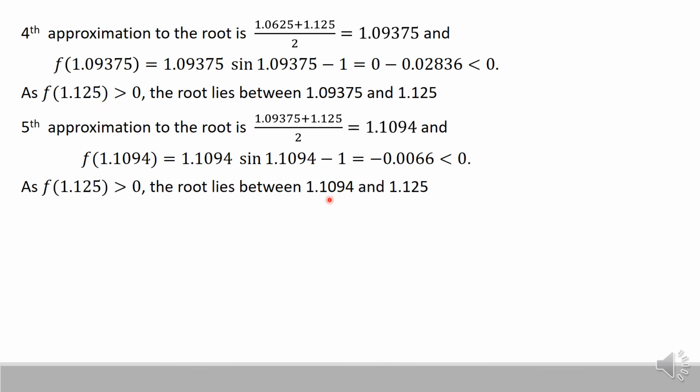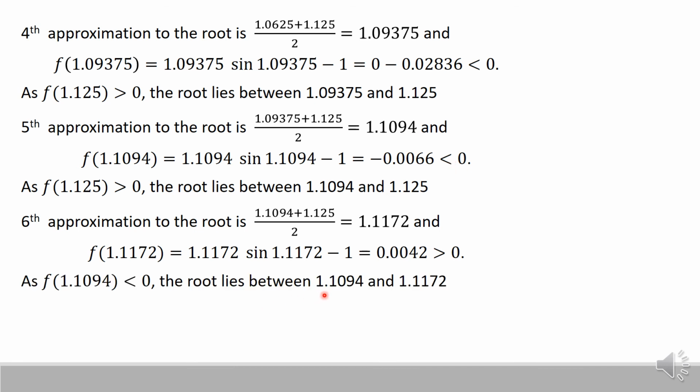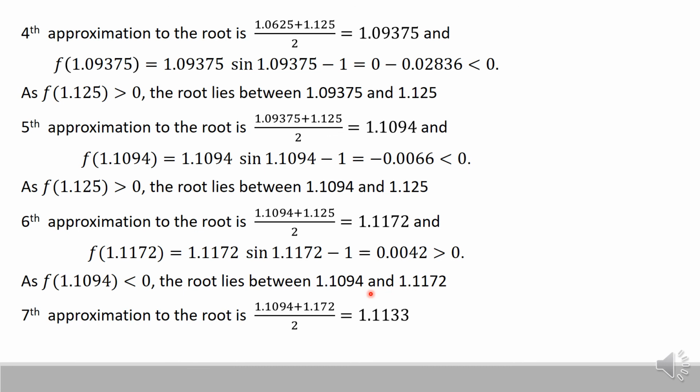So the root lies between these two values, and the sixth approximation to the root is given by 1.1172. We will proceed further. The function value at this point is greater than 0, whereas the function value at 1.094 is less than 0. So the root will lie between these two values, and hence the seventh approximation to the root is given by 1.1133. So we will stop here, and hence the required root is x is equal to 1.1133.